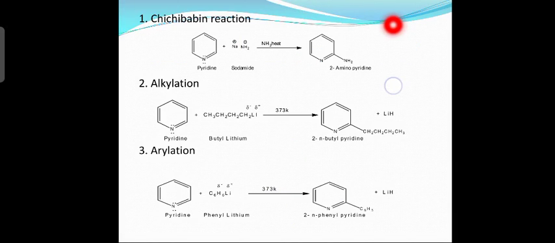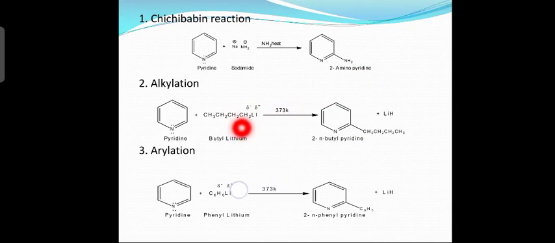Now the Chichibabin reaction. What is the Chichibabin reaction? Pyridine reacts with sodamide. What is the formula of sodamide? NaNH2, sodium is positively charged, NH2 is negatively charged. In the presence of liquid ammonia, heated, we get 2-aminopyridine. This is the product formed.